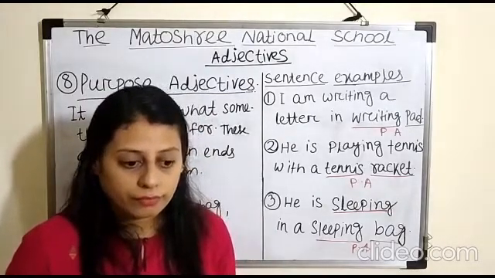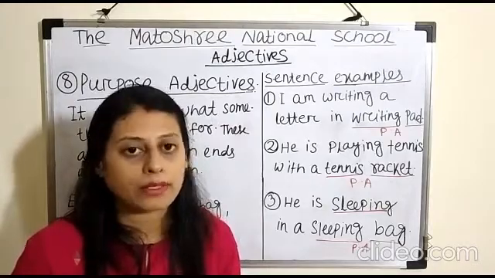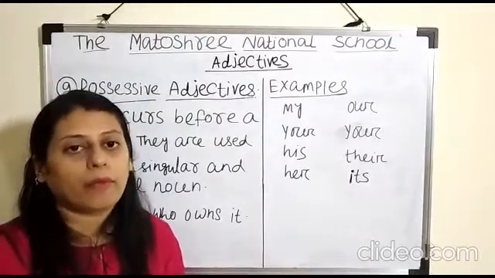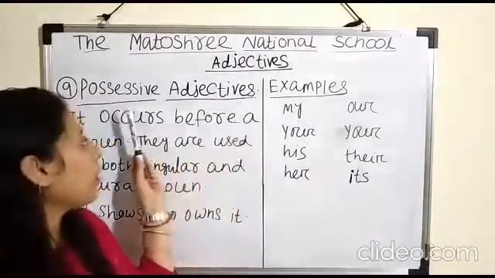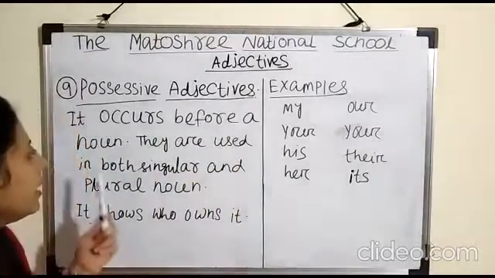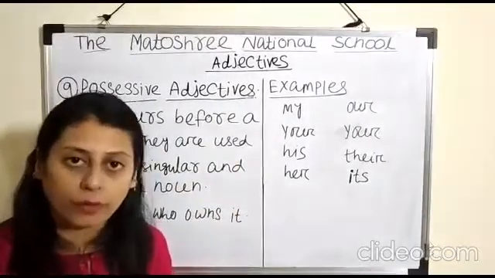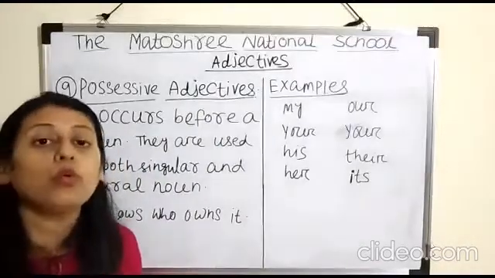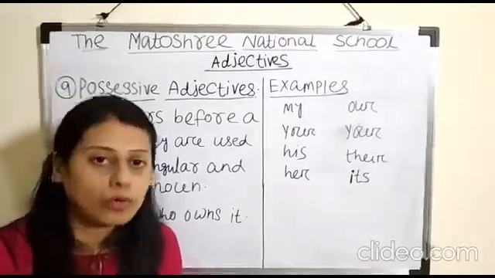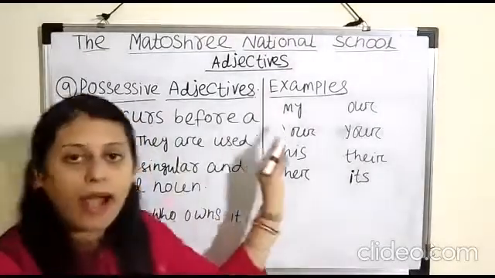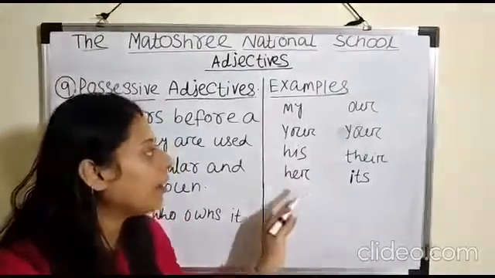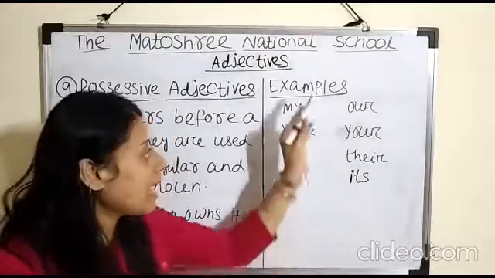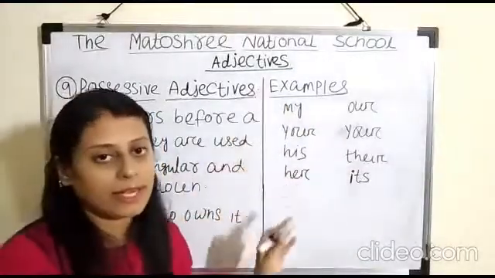Now let's learn possessive adjective. So students, now we will learn about possessive adjective. Here it occurs before a noun. It can be a singular noun or it can be a plural noun. It shows who owns it. The examples are my, your, his, her, our, their, its. These are the examples of possessive adjectives.